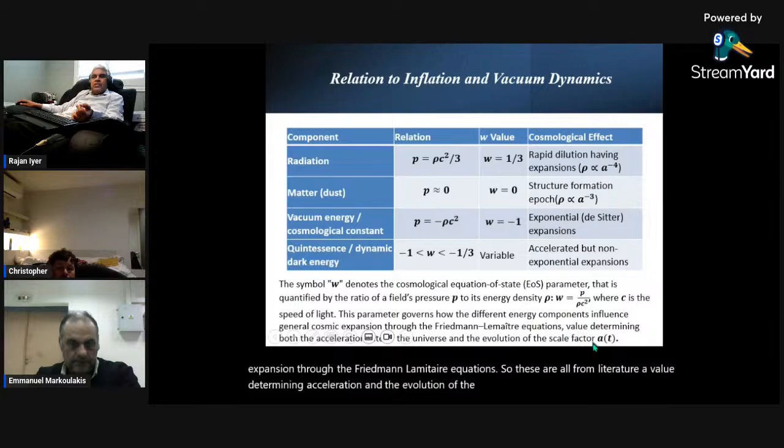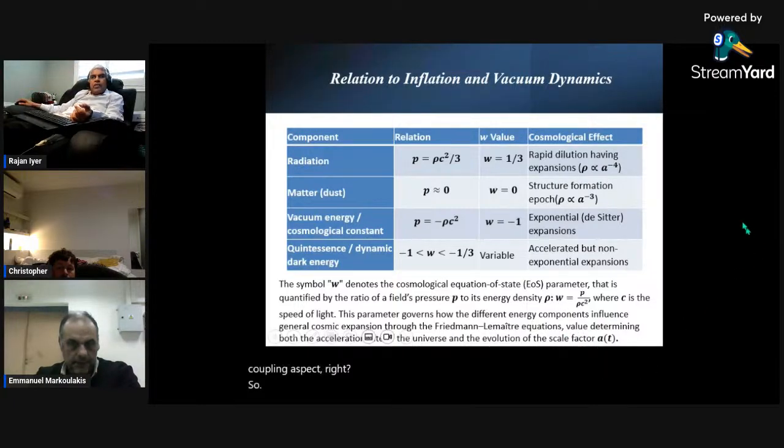We mentioned the coupling aspect, right? So they are all fairly justified on the basis of physics literature.